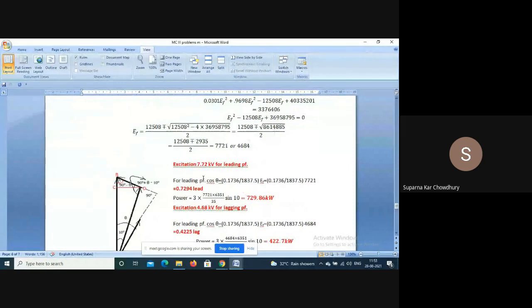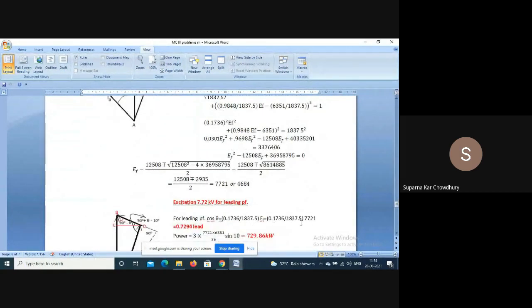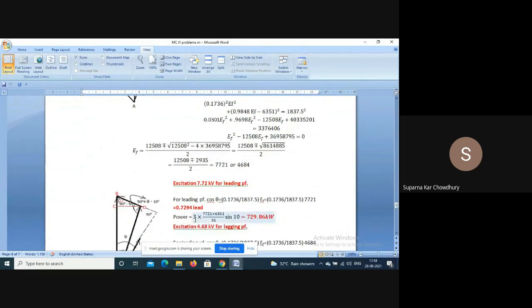So actually from here we can see that for leading power factor we should have the larger value of EF. So for leading power factor EF is 7.72 kV, and the cos theta value can be calculated from this expression. Cos theta is 0.7294 lead, and the power will be 3 into EF Vt by Xs sine 10 degrees. So this is 729.86 kilowatt.